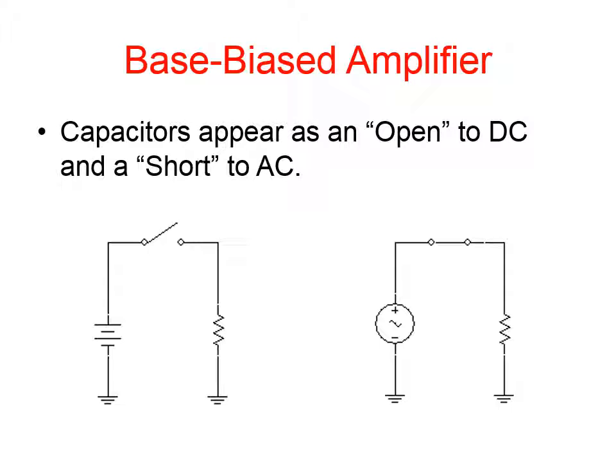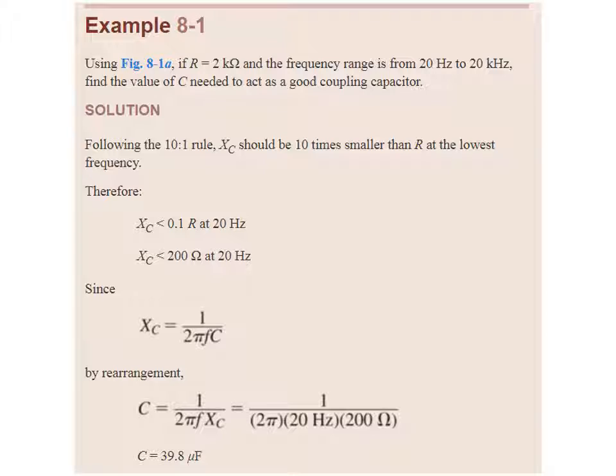One thing to keep in mind as we go through talking about amplifiers is that capacitors appear as open to DC sources and as short to AC sources. This will greatly simplify our use later on when we talk about analyzing an amplifier. So first of all, let's look at example 8.1 in the book.